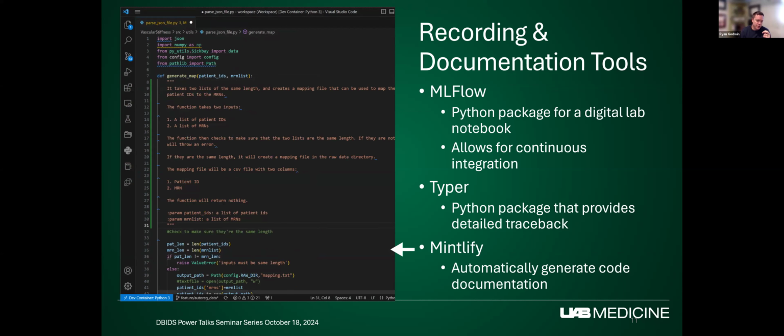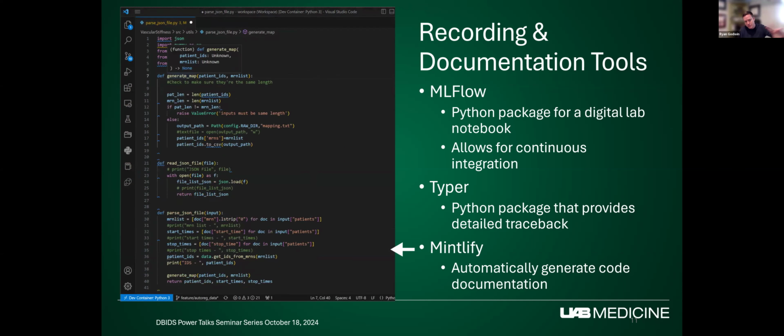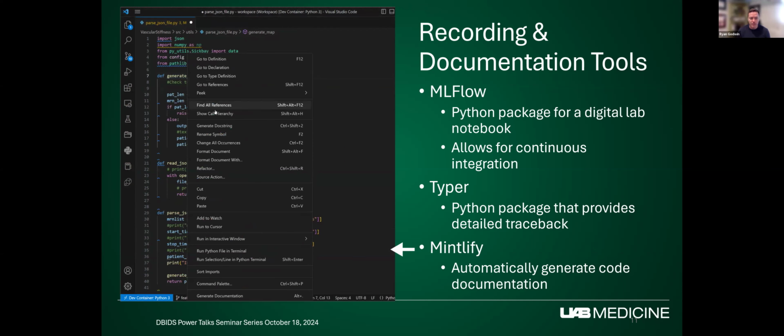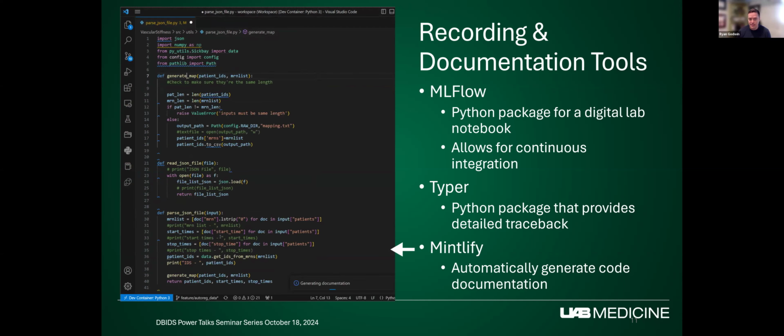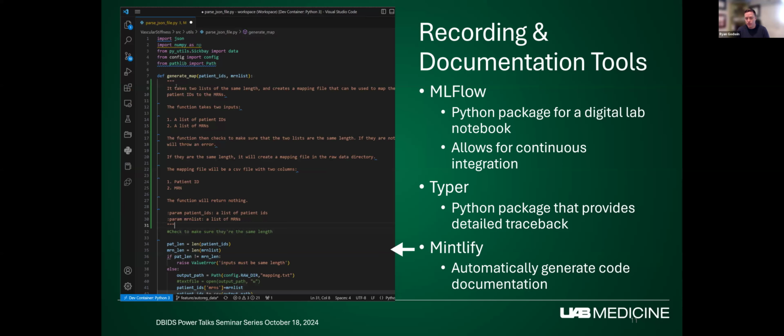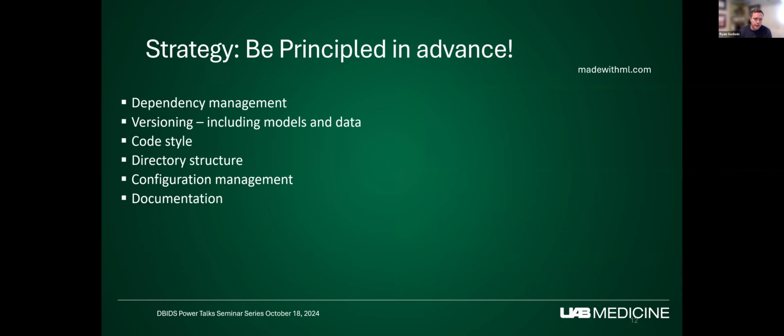You can see in this video, just with a couple of clicks, I'm able to take this generate map function and say generate documentation. And within seconds, it's going to read my inputs, read my outputs, and describe what the function does. So it's important to document your code to know what it does without having to read through all the lines. And it really facilitates collaboration because your colleagues can see what your intent was and check your code and make sure it does that.